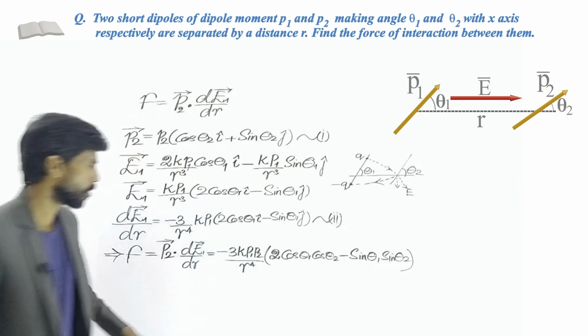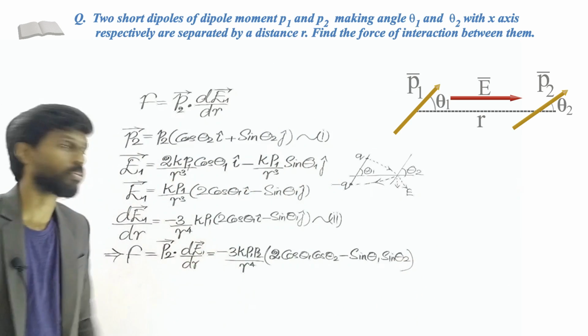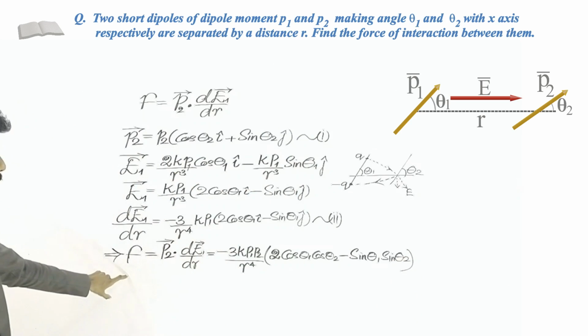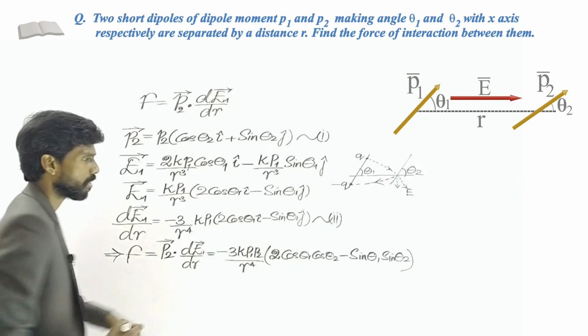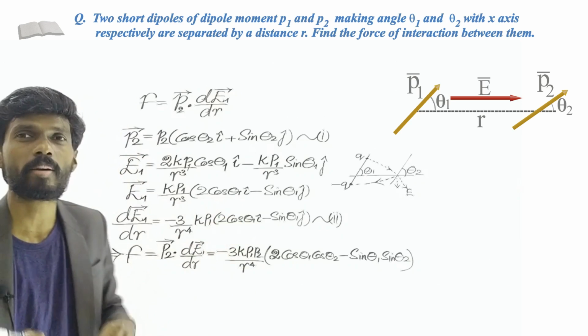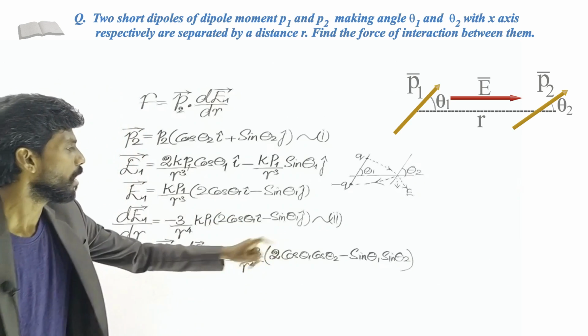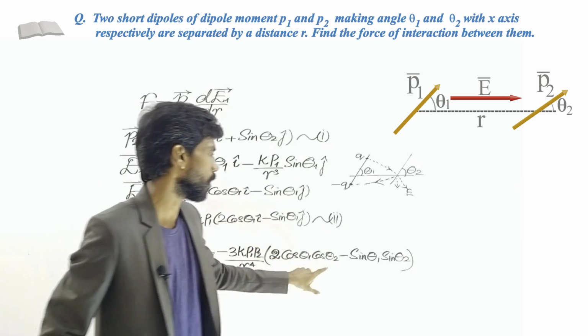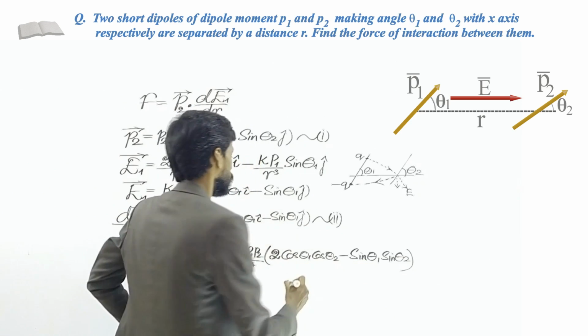So that is the answer. So this is our required force. So that's all. If you simplify and write it, nothing much can be done about it. So this is minus 3k p1 p2 divided by r to the power 4 multiplied by 2 cos theta 1 cos theta 2 minus sin theta 1 sin theta 2. So that is the answer.